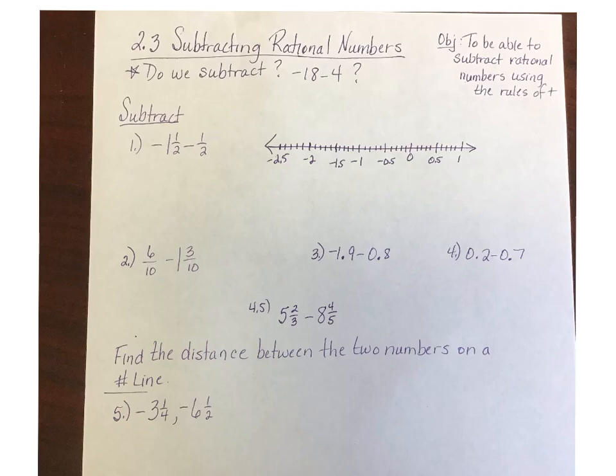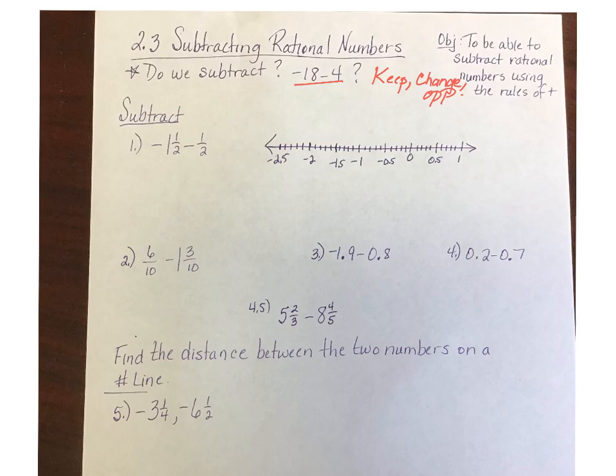Okay, today is lesson 2.3 and we are subtracting rational numbers. By the end of the class, you should be able to subtract rational numbers using the rules that we learned for addition. Now, why do I say that? Remember negative 18 minus 4? Did we do subtraction? No, we sure don't. We add the additive inverse. So remember, keep, change, opposite. And remember, I told you this is going to get harder, so we have to know the rules.